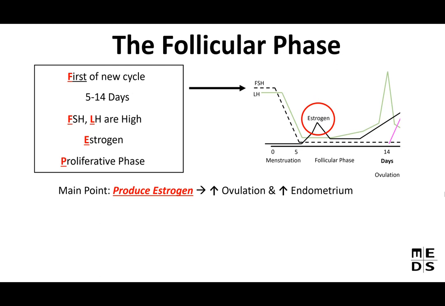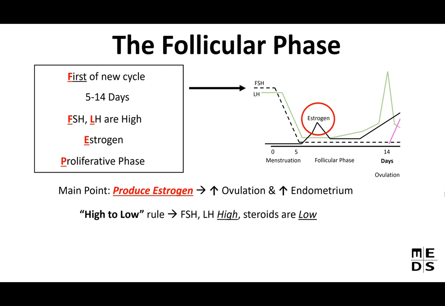So the whole point is you need to use estrogen, which is going to induce ovulation, meaning you're going to spit out the egg from the follicle, from the ovary, and you want to start building up the endometrium, hence why it's called proliferative. You're actually producing something. You're producing a new uterine lining, which is going to increase the endometrium.